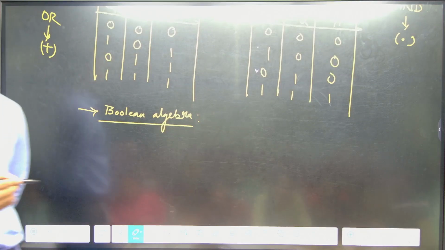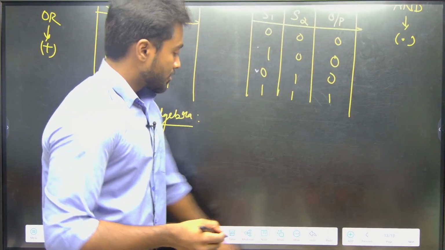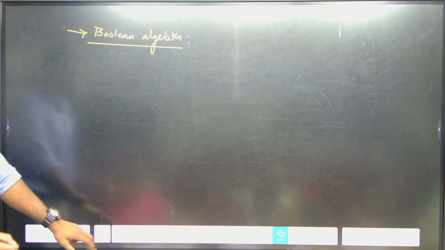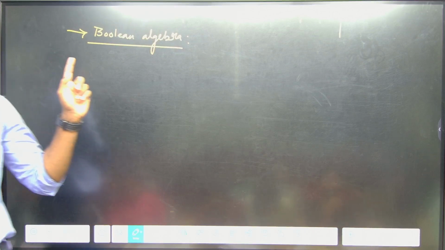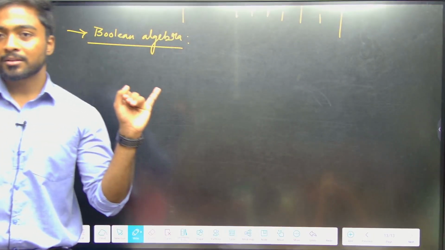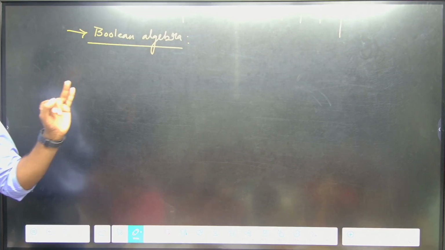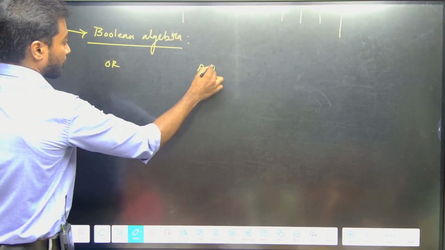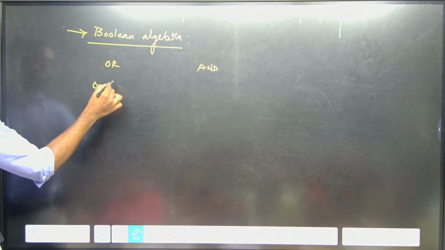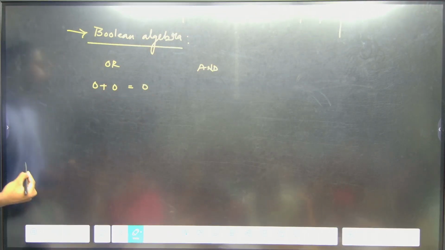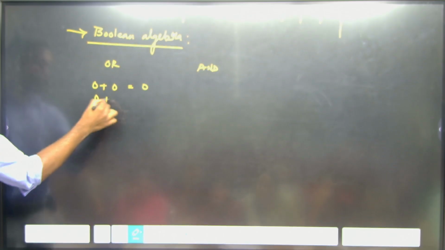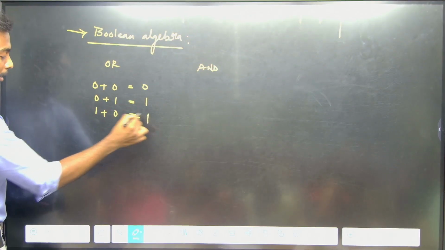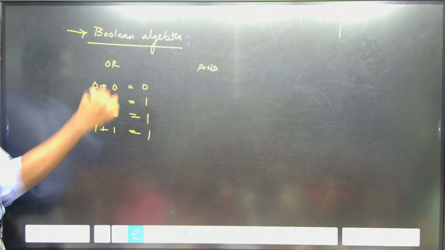Boolean algebra. See, listen here, what I told, OR can be taken as positive, that is plus, and AND can be multiplication, that is dot. So for OR, 0 plus 0 output will be 0, 0 plus 1 output will be 1, 1 plus 0 output will be 1, 1 plus 1 output will be again 1.